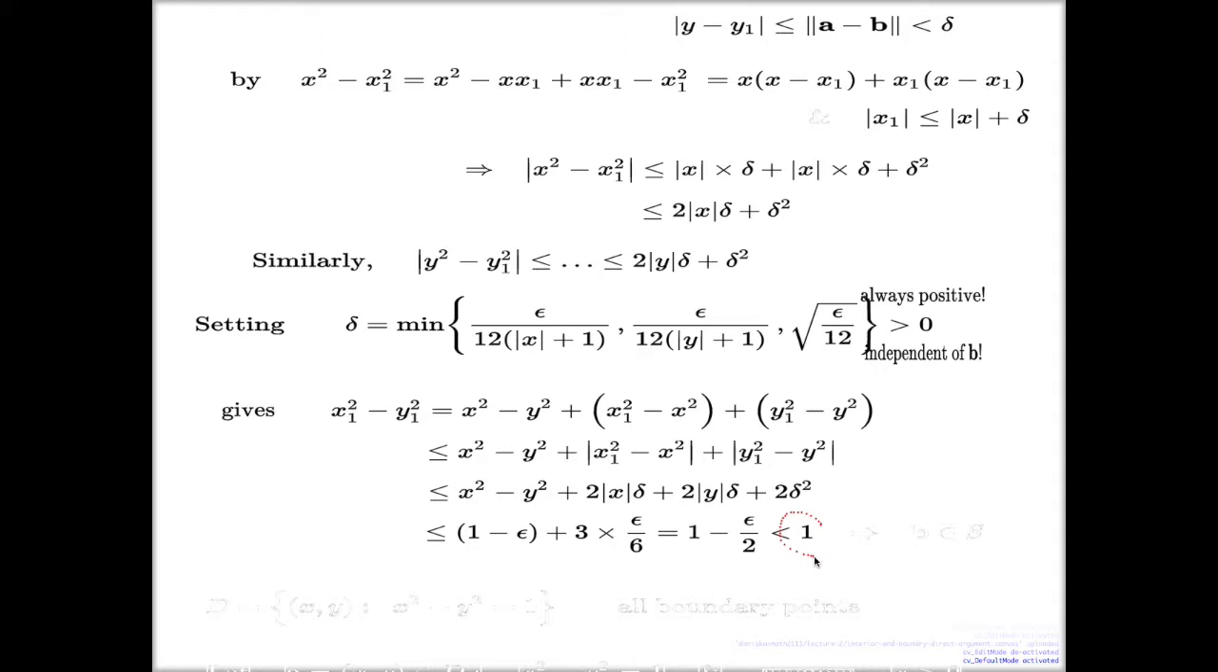And what do we see? We see that x1 squared take y1 squared is less than 1. That is the condition which ensures that the point comes from the set S. Believe it or not, the important part of this proof is the choice for this delta. Any questions?